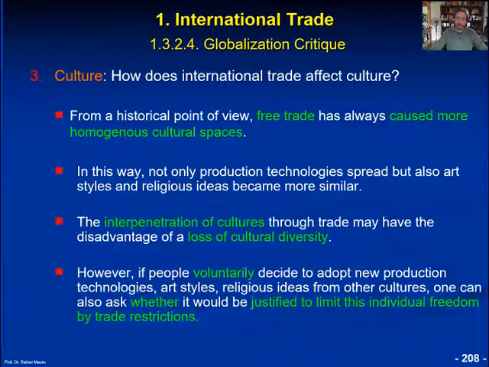However, if people voluntarily decide to adopt new production technologies, art styles, or religious ideas from other cultures, one can also ask whether it would be justified to limit this individual freedom by trade restrictions.